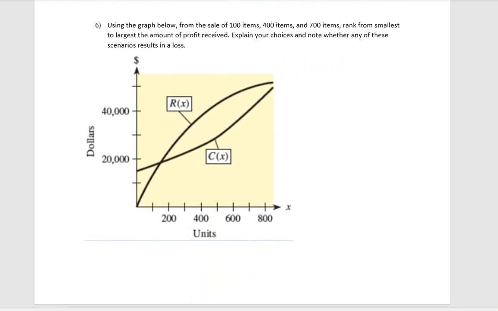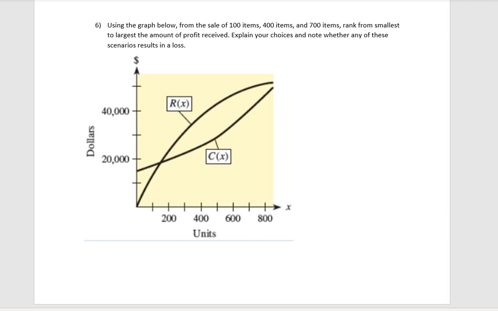Okay. Now, using the graph below for the sale of 100 items, 400 items, and 700 items, we want to rank them from the smallest to the largest amount of profit received. We also want to explain our choice and note whether any of these scenarios result in a loss.